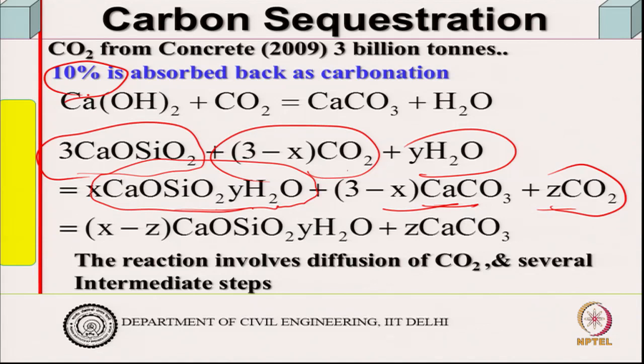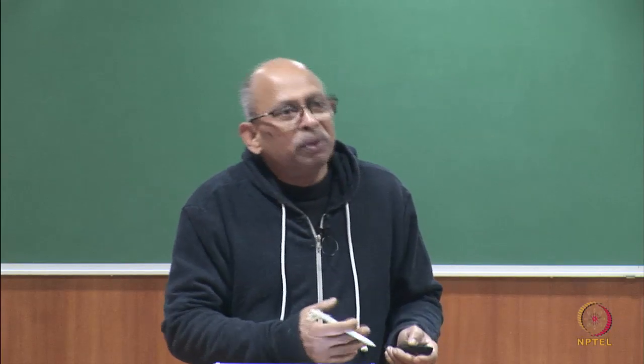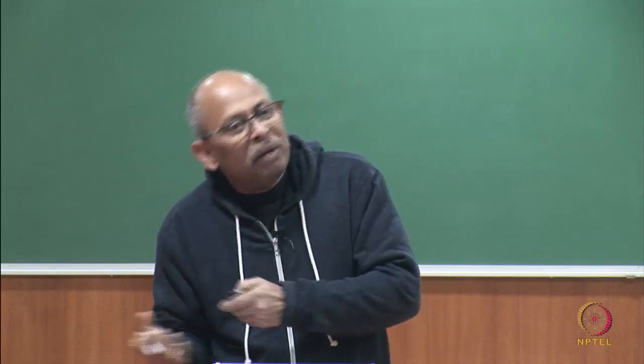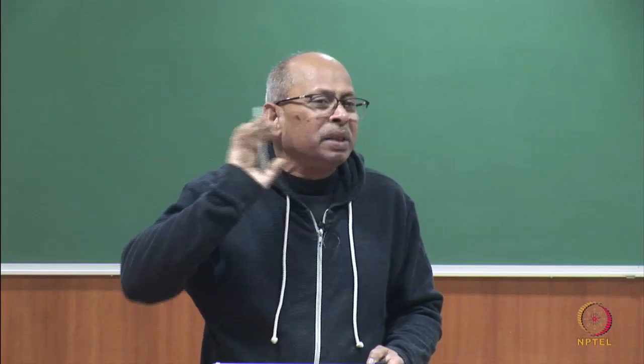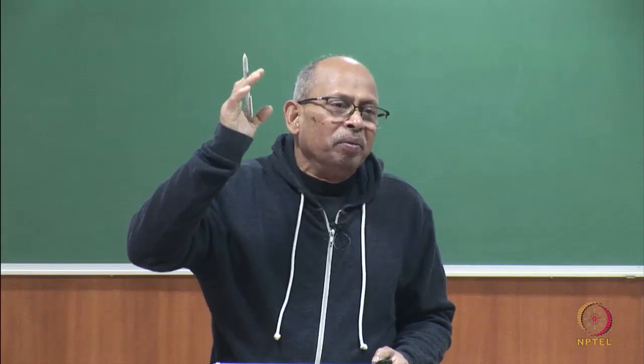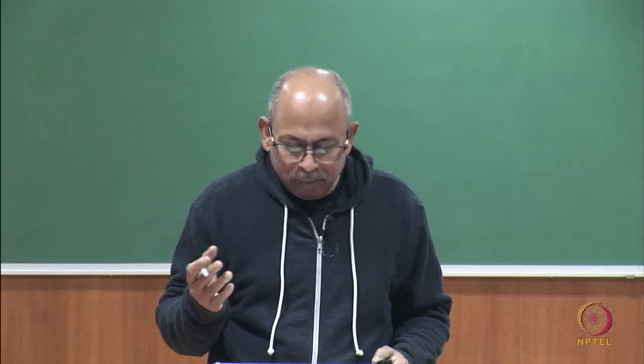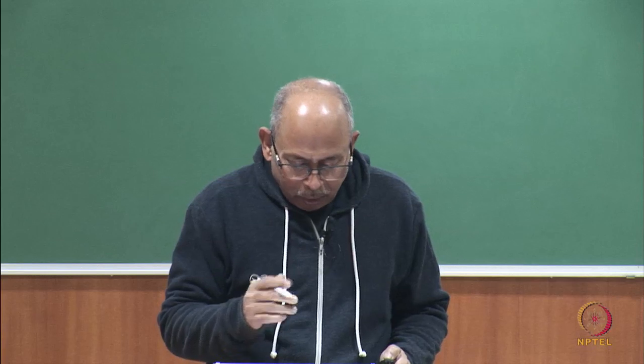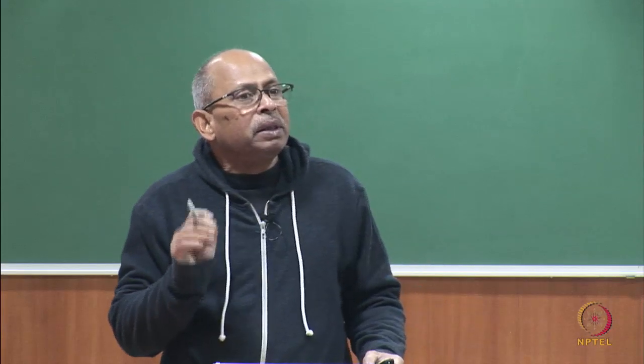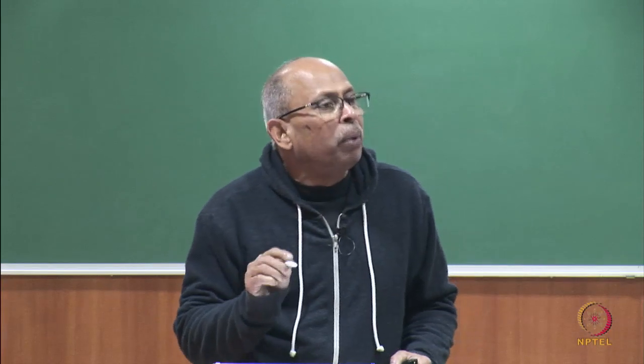So, some carbon sequestration occurs, and this reaction process involves diffusion of carbon dioxide, and there are several intermediate steps. So, philosophically we can understand, it has come from calcium carbonate, it will again go back to the calcium carbonate state, which is stable, but it will take very long time, millions of years maybe, if everything has to be carbonated. Okay. So, therefore, this is the carbon issue of cement, and it is important.